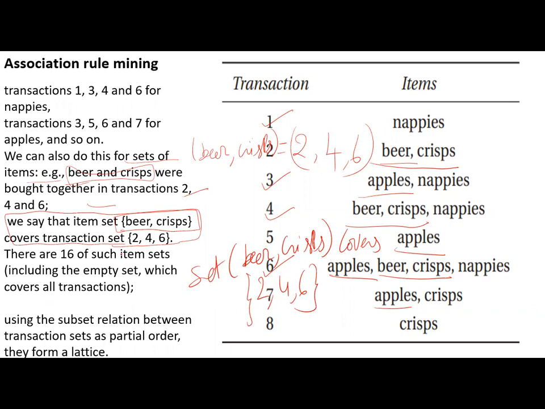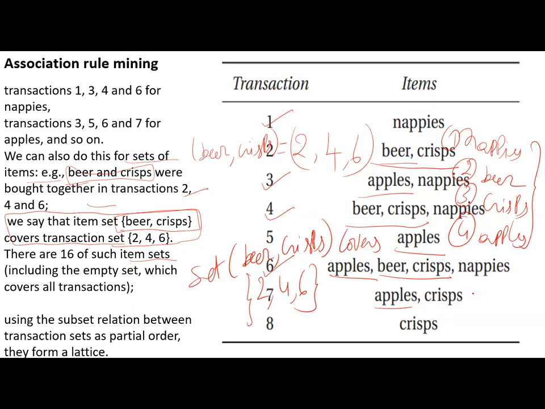There are 16 such item sets. Why 16? Because we have nappies, beer, crisps, apples. There are 4 items, so we get 2 power 4 item sets. 2 power 4 means 16. So in total, including the empty set, which covers all transactions.